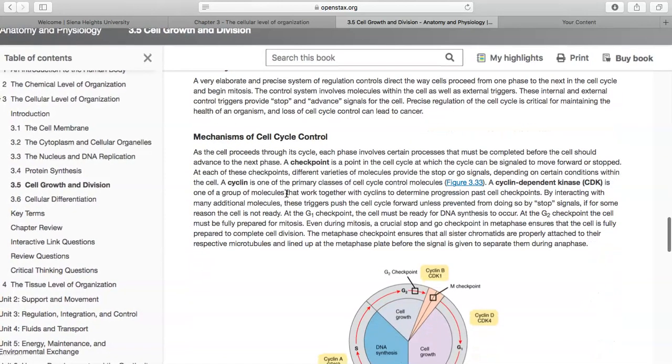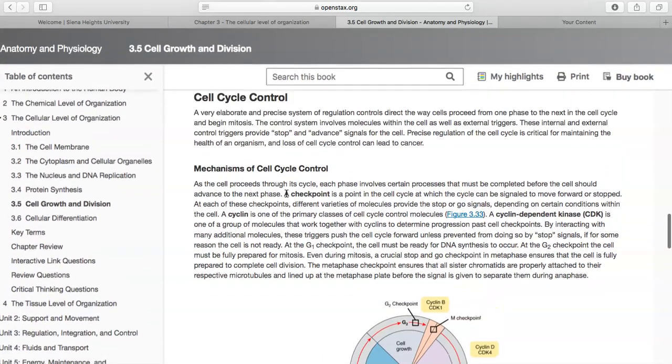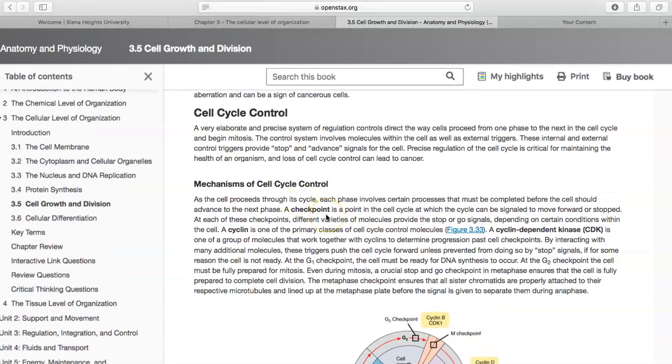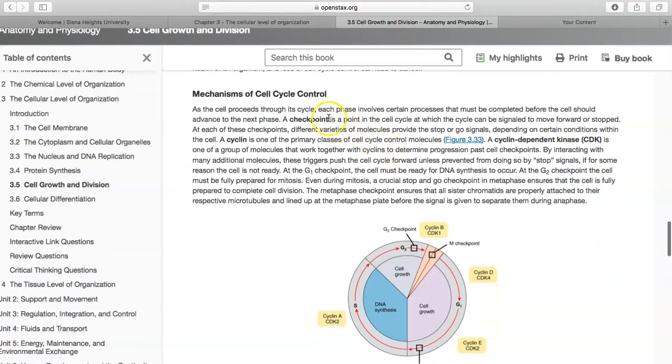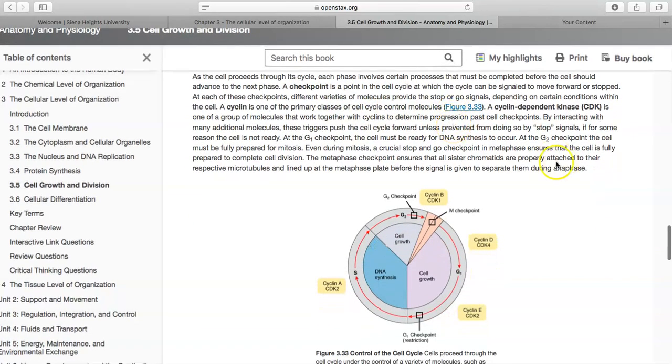So there are, like I said, reasons that a cell will want to control when a cell goes into mitosis. So there are also triggers that might say stop or go in terms of you want to go into mitosis, you don't want to go into mitosis. We call these checkpoints, and a checkpoint is the point in the cell cycle at which the cycle can be signaled to move forward or stopped.